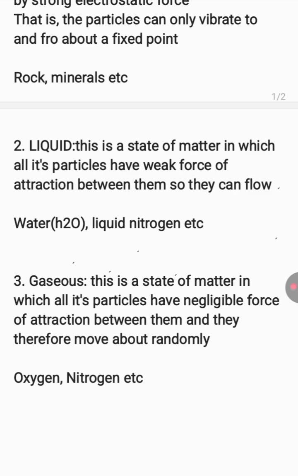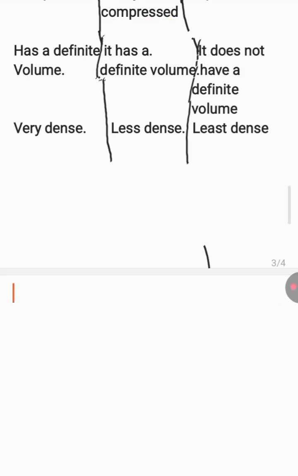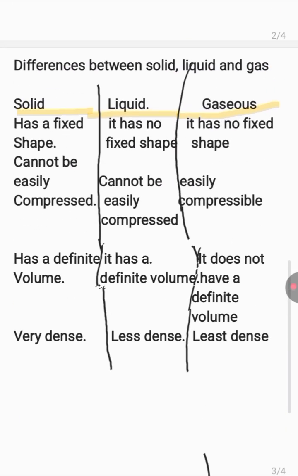Now, we move on to our next lesson: change of states, physical change, and chemical change. But first, let us talk about the differences in the states of matter, differences between solid, liquid, and gaseous states. Solid. A solid has a fixed shape. A liquid has no fixed shape. It takes the shape of its container. Gaseous state. It also has no fixed shape. It takes the shape of its container.